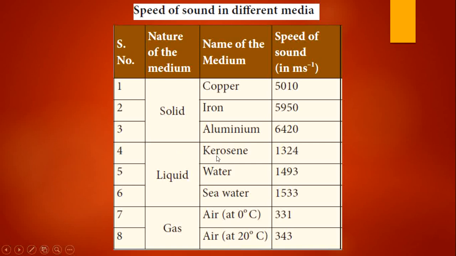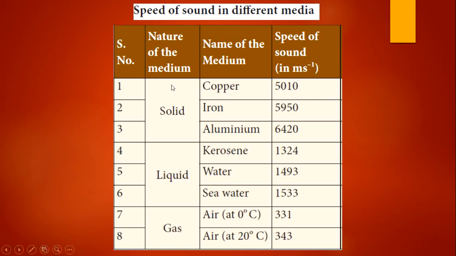Now, let us take the liquid medium. The speed of sound in kerosene is 1324 m/s. The speed of sound in water is 1493 m/s. The speed of sound in sea water is 1533 m/s. In gaseous medium, the air at 0 degrees Celsius is 331 m/s. In the air at 20 degrees Celsius it is 343 m/s.